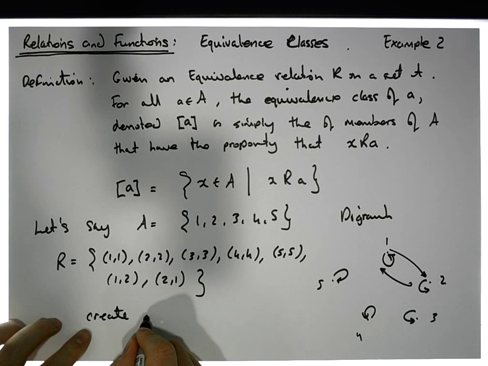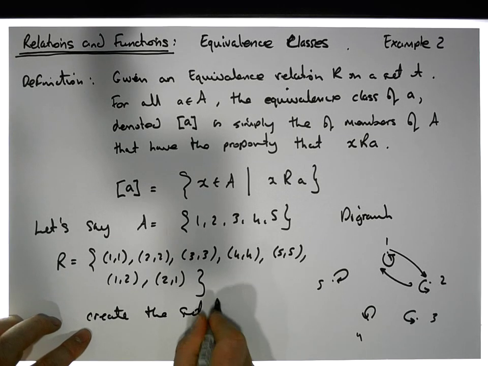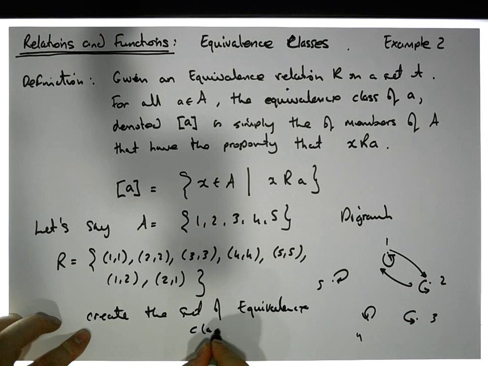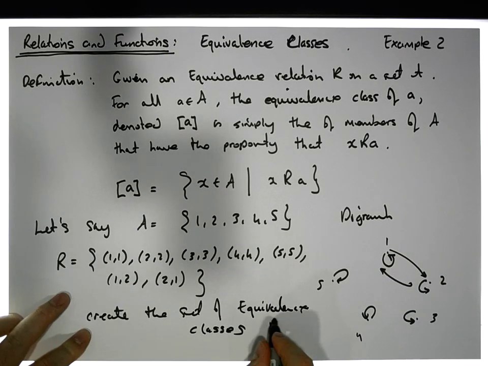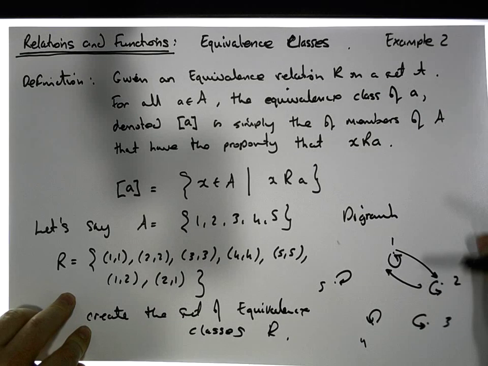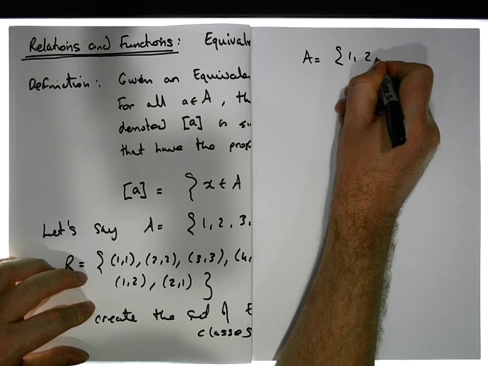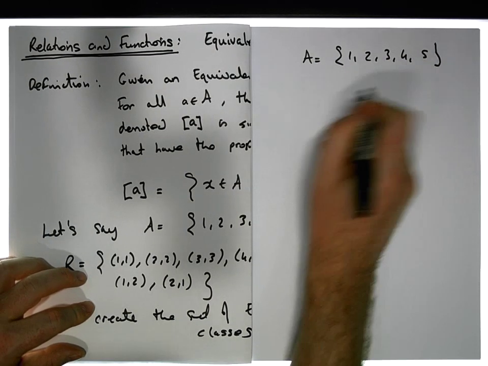Create the set of equivalence classes associated with this relation R. So this is actually straightforward to do. What we do is we take every value in A. Don't forget A is the set 1, 2, 3, 4, and 5. So we take every value in A.